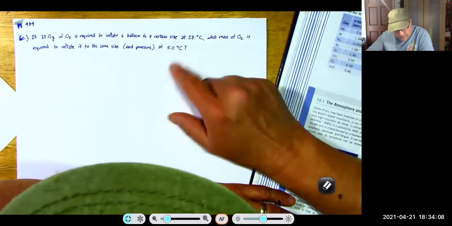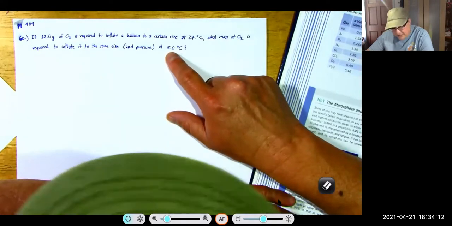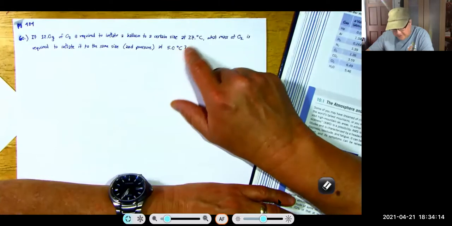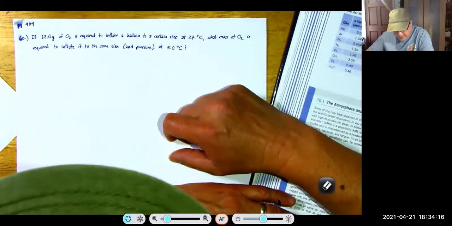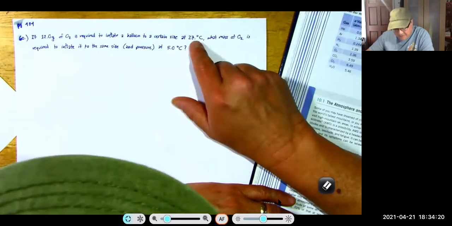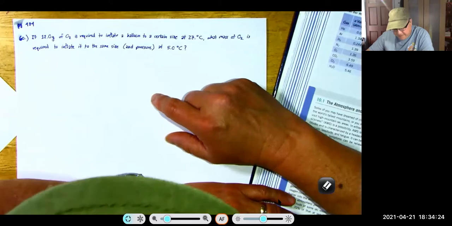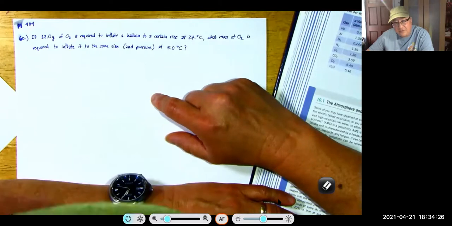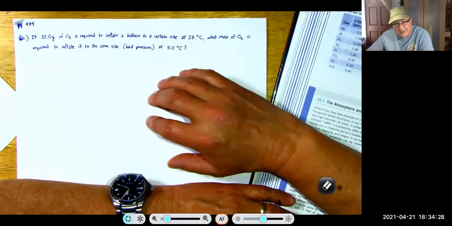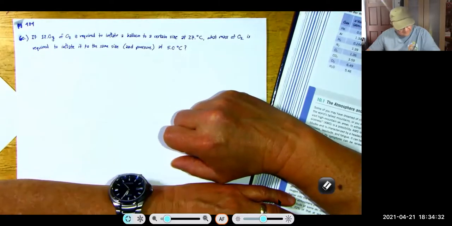So you might say, well, if it's at 5 degrees Celsius, I'm going to need, well, looks like there's a 5 times difference. I'm going to need 5 times as much oxygen. What's the problem with that thinking, where this is 27, this is 5, and there's about a 5 times difference? And the answer is we never do gas problems in degrees Celsius. We do them in Kelvin, right?